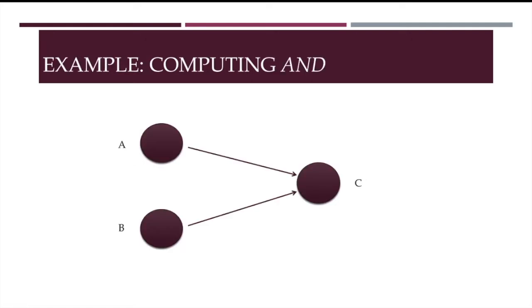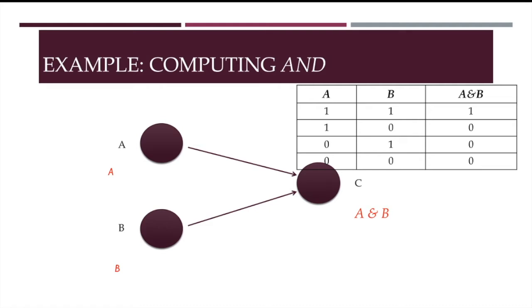Okay, suppose that our output unit is C, which is fed by two units, A and B. The activation values of node A will correspond to the truth values of the first sentence, and the values of node B will be the values of the second sentence. The activation value of C will correspond to the truth value of the conjunction of A and B.